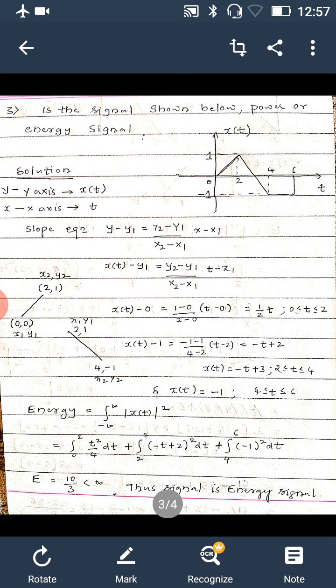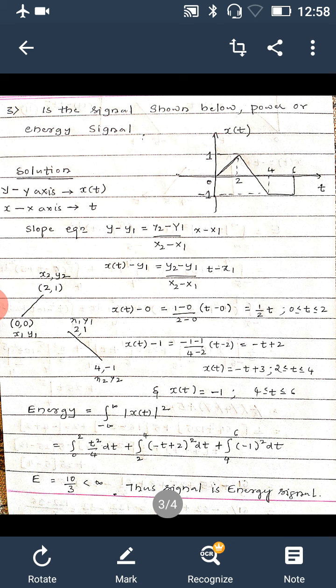Same, you apply these values in the slope equation, so you will get x of t minus 1 is equal to -1 minus 1 divided by 4 minus 2, into t minus 2. After simplifying you will get x of t is equal to minus t plus 3, which is between the interval 2 to 4, and for the interval 4 to 6 we have a constant value for x of t, that is -1.